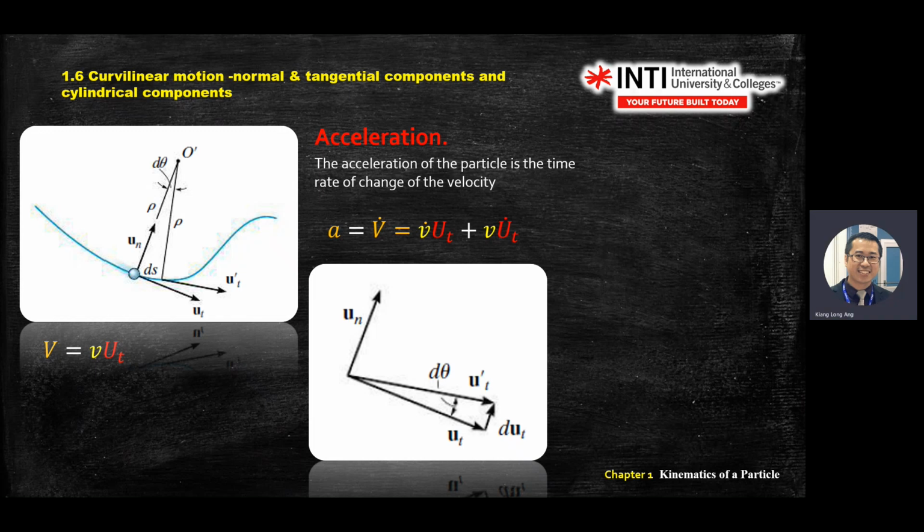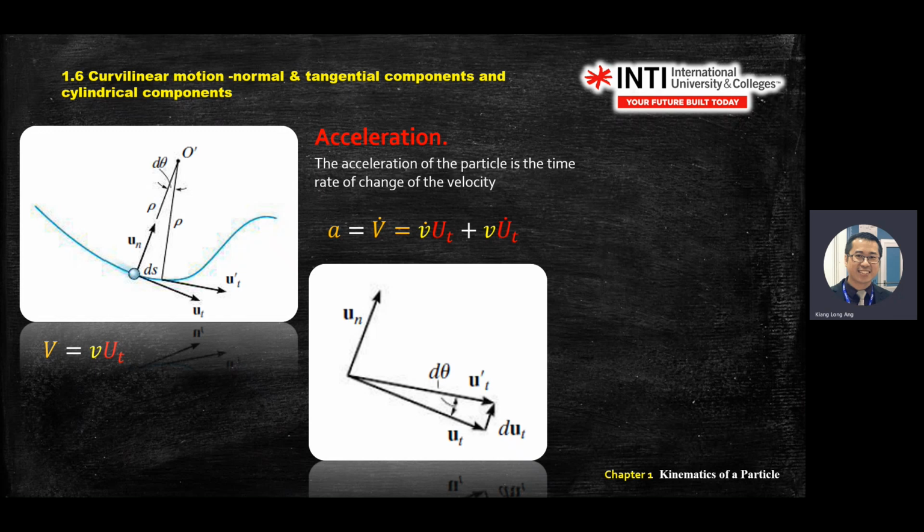Let's say you have a change of position, your tangent direction changes a little bit, theta. So when you have a change of angle, your u t becomes u prime t. U prime t means the second location of your vector, and there's a change of vector here, du. So by using the vector diagram, vector 1 plus vector 2 equals the resultant vector.